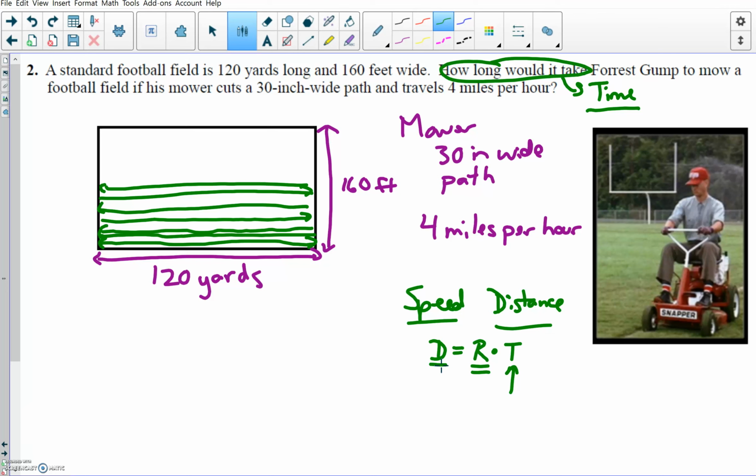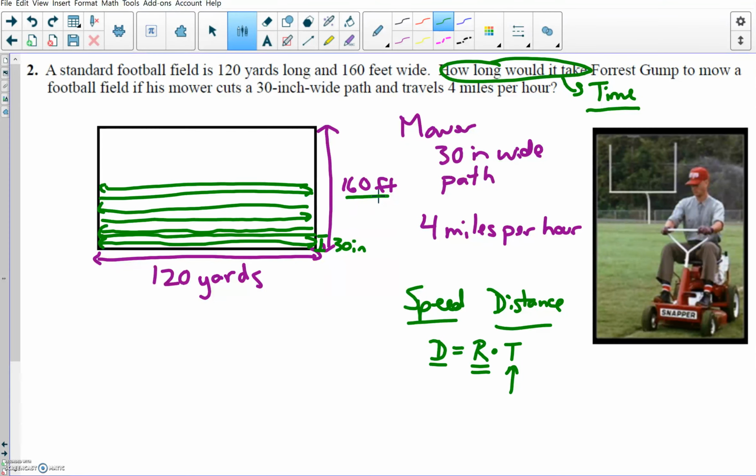Right? So my distance, I know one path is going to take me 120 yards. What's unknown right now is how many paths back and forth I need to go. So I know I'm going to cover 30 inches each time, but my unit that I'm working with is 160 feet, which is not very compatible, right? Inches and feet, those are two different things.